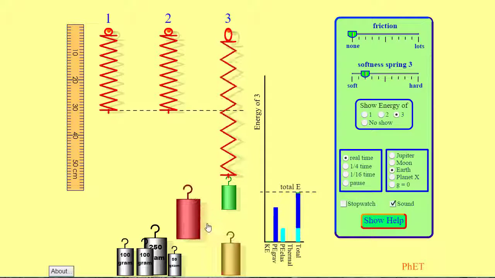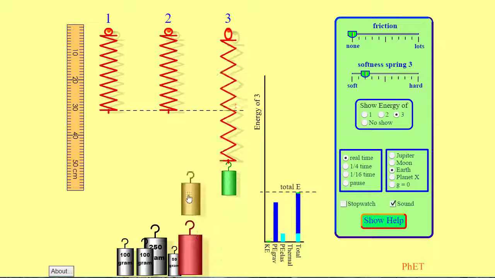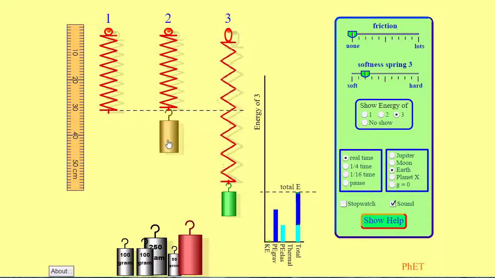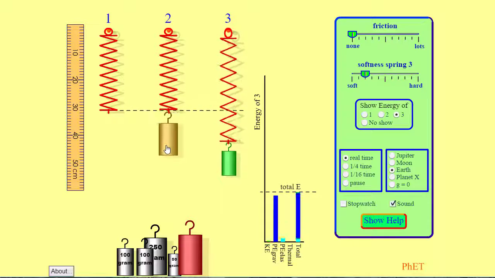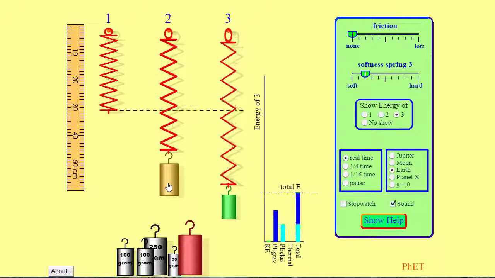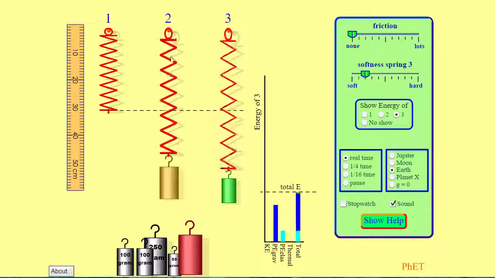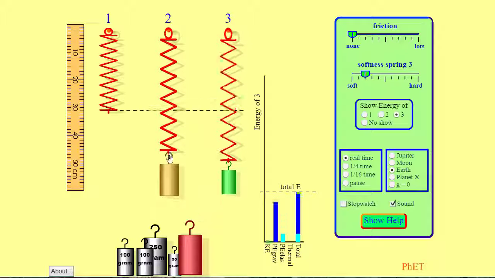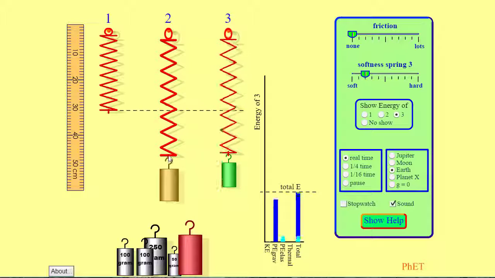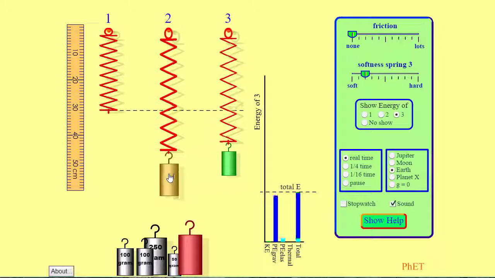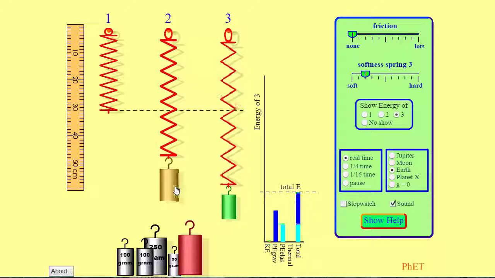You'll notice that when you hang a mass from a spring, this is the equilibrium position of the spring without the mass. We can find the equilibrium position of the spring with the mass, and so the spring has stretched until the restoring force of the spring is equal to the force of gravity on this mass.